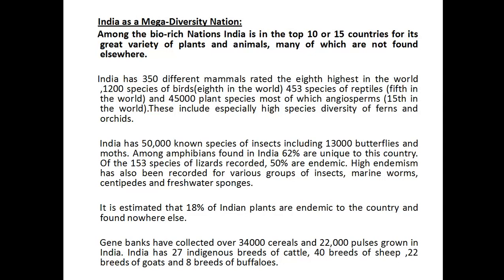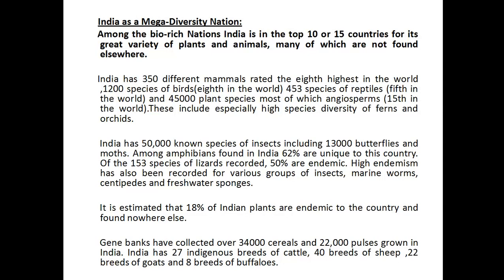These include specially high species diversity of ferns and orchids. India has 50,000 known species of insects, including 13,000 butterflies and moths. Among amphibians found in India, 62% are unique to this country. Of the 153 species of lizards recorded, 58% are endemic. High endemism has also been recorded for various groups of insects, marine worms, centipedes, and freshwater sponges. It is estimated that 18% of Indian plants are endemic to the country and found nowhere else.